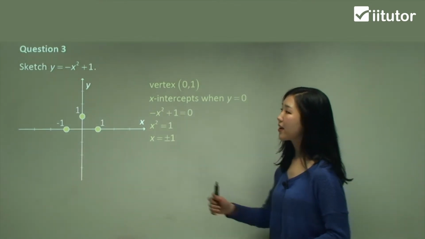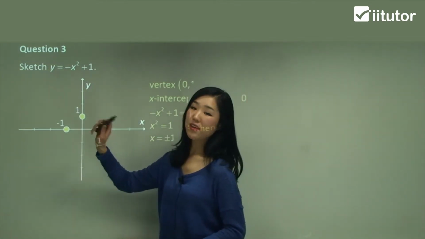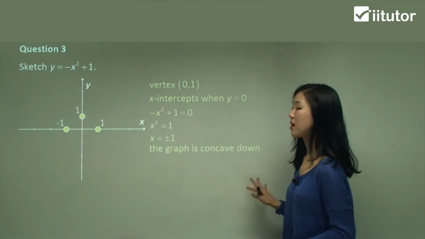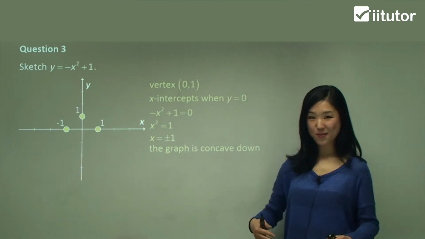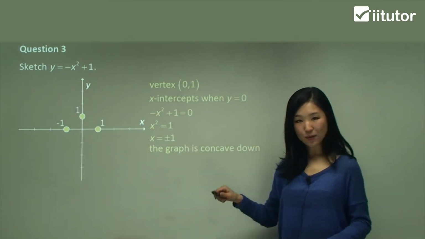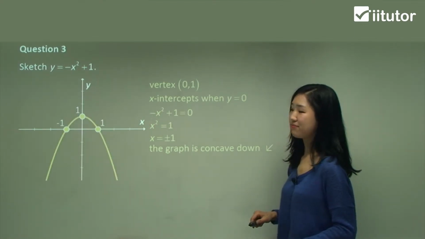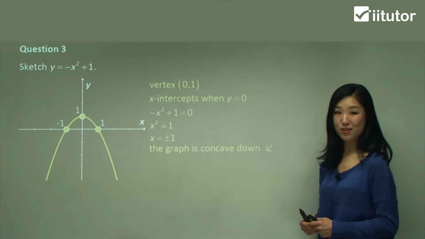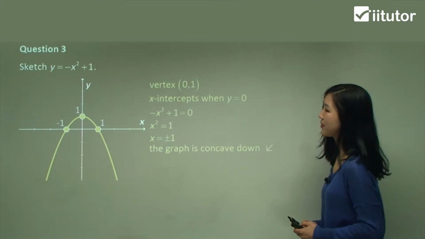Now we look at the coefficient of x squared. It's negative. So what did I say when it's negative? It's going to be concave down, a sad face parabola. So just join those points and make sure it's going downwards, and that's your graph. Again, hope those steps are pretty straightforward. Have a look.